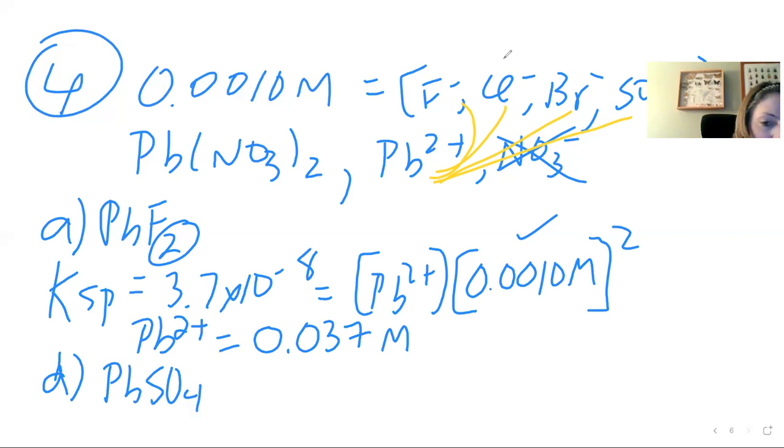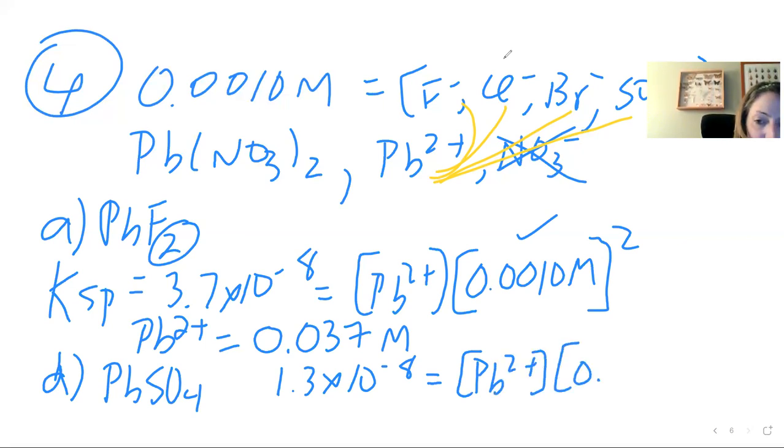Okay, so the KSP is 1.3 times 10 to the negative 8th. And then for lead, that's what we're looking for. And the sulfate again is 0.001. So if you do the algebra there and you solve for the lead, for this one, it comes out to 1.3 times 10 to the negative 5th.